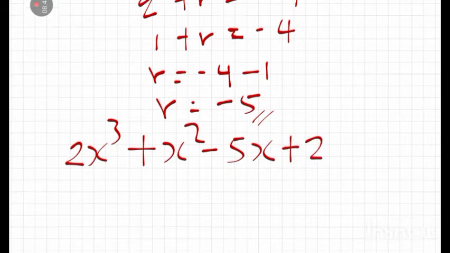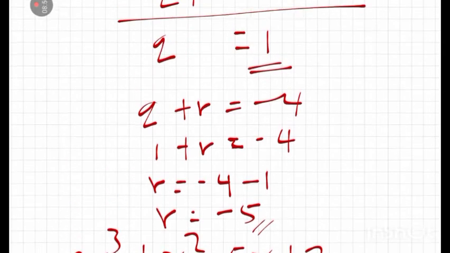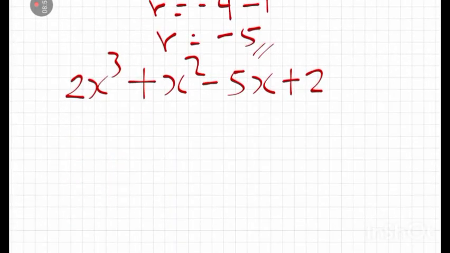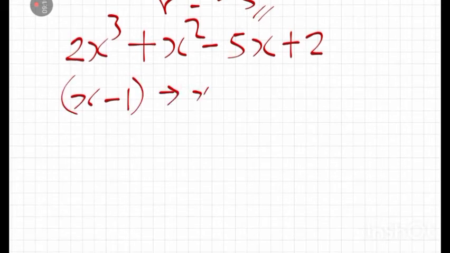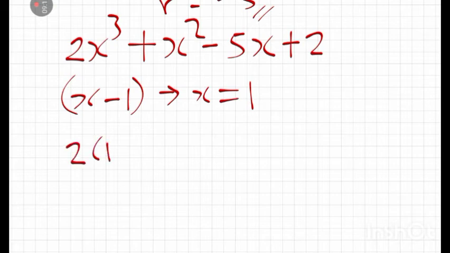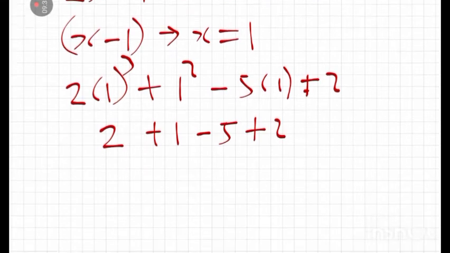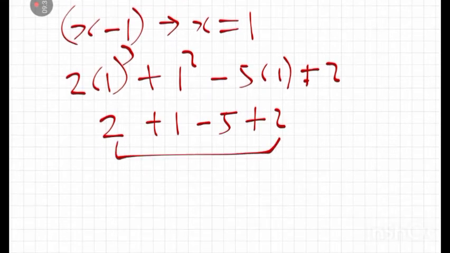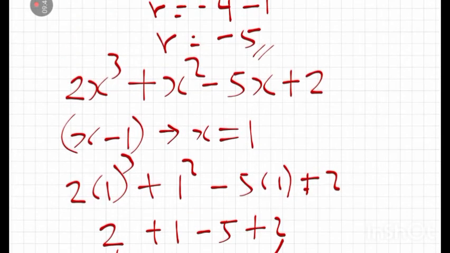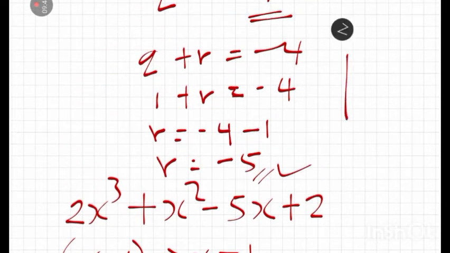plus 2. At this particular stage, I can decide to check if I am correct. Initially, we said that x minus 1 is a factor. So let's try x minus 1. It implies that x is equal to 1. So I have 2 into bracket 1, plus 1 squared, then minus 5 into bracket 1, plus 2. So this is 2 plus 1 minus 5 plus 2. So what do I have? 2 plus 2, 4, plus 1, making 5, minus 5. So it's equal to 0. So that means r is correct and q is also correct.